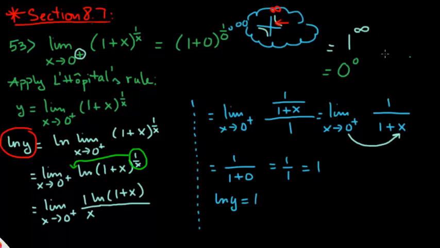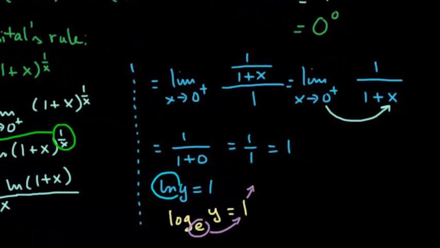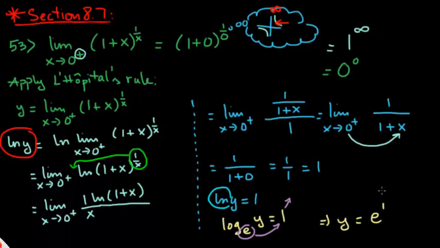Since ln is the logarithm base e, let me choose a different color so we can see it easier. Ln y is the logarithm base e of y, equal to 1. Then I move the base over to get y by itself. When you move it over, that pushes the 1 up. Then we have y equals e raised to the first power, and that is the answer. y equals e to the first power.